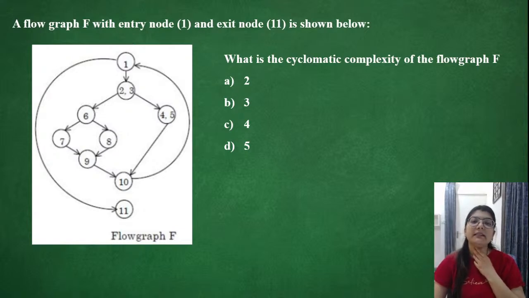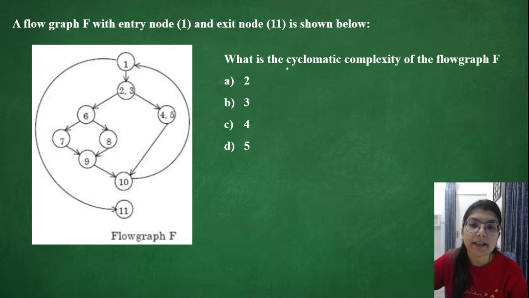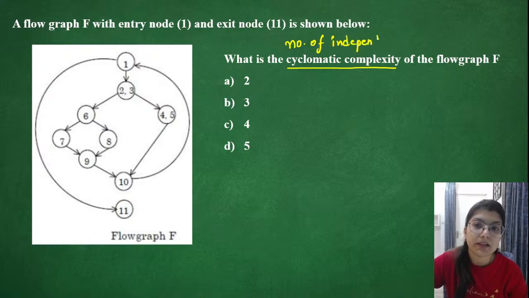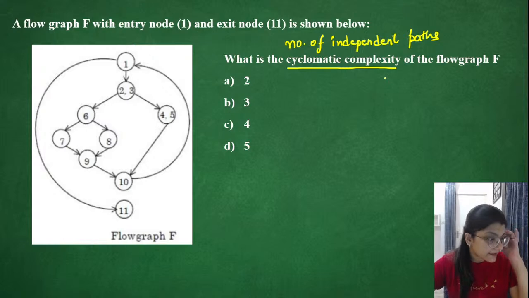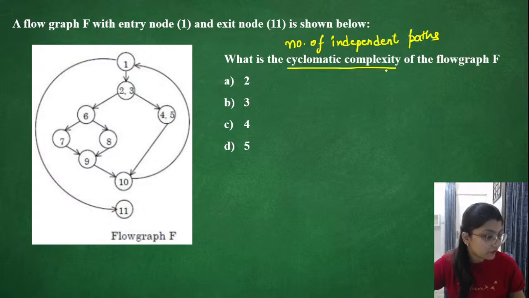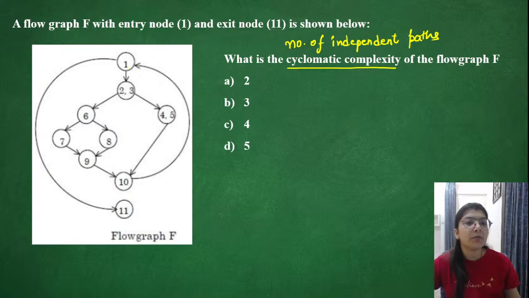So basically, what is cyclomatic complexity? Cyclomatic complexity helps us to find the number of independent parts in the given flow graph. In a flow graph, how many independent parts exist is determined by this cyclomatic complexity. This is the basic definition of cyclomatic complexity, that is, it helps us to find the number of independent parts in the given flow graph.